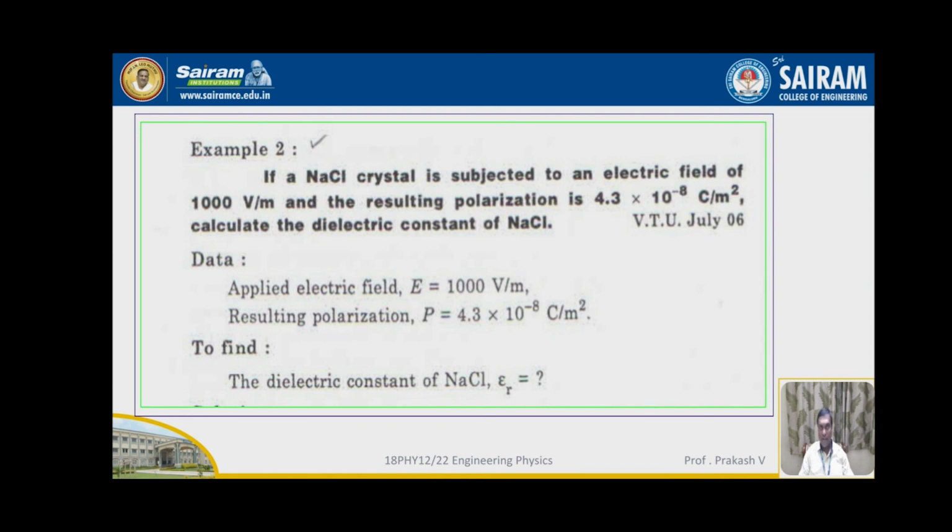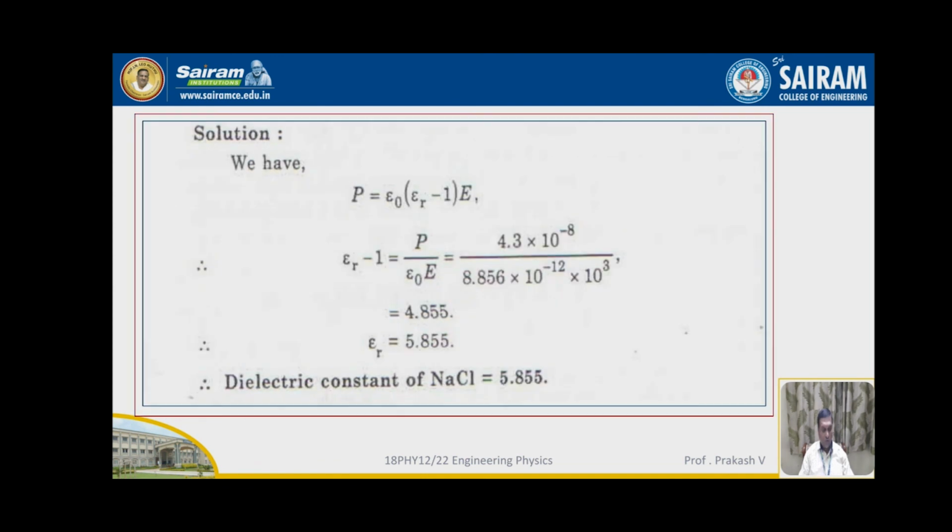So here the applied electric field is given, that is E is equal to 1000 volt per meter, and the resulting polarization P is also given, that is 4.3 × 10^-8 coulomb per meter square. So we have to calculate the dielectric constant of NaCl, that is epsilon r. So we have an equation: the polarization P is equal to epsilon 0 into (epsilon r minus 1) into E. So epsilon r minus 1 will be equal to P by epsilon 0 into E. So after substituting all the parameters, the value of epsilon r is evaluated as 5.855. So the dielectric constant of NaCl is equal to 5.855.